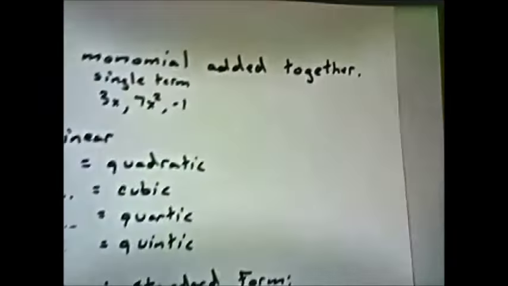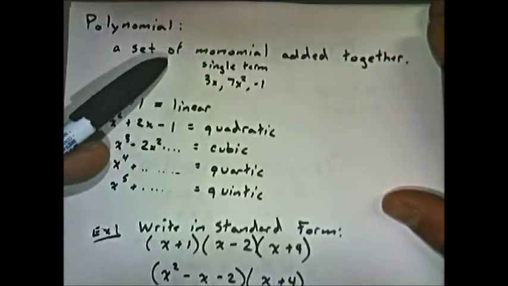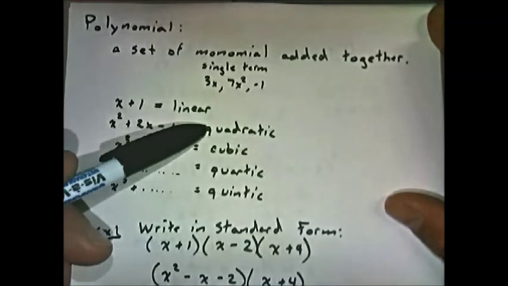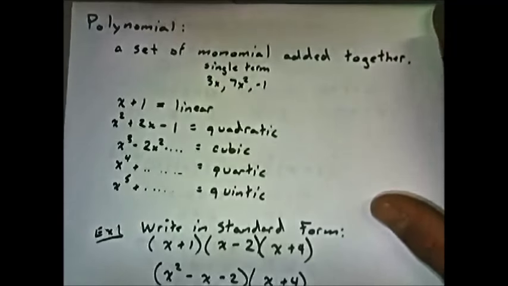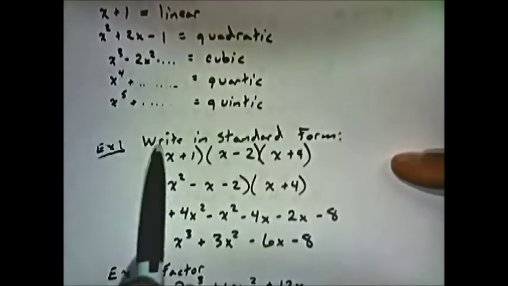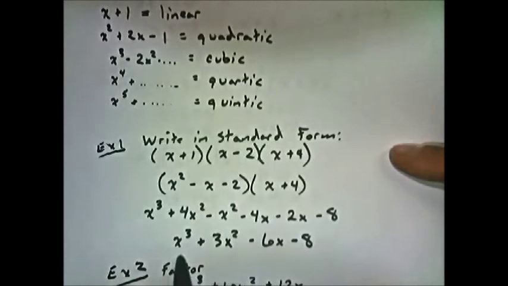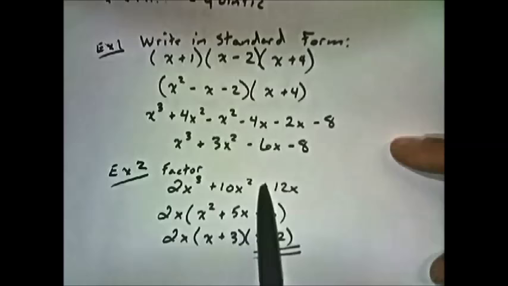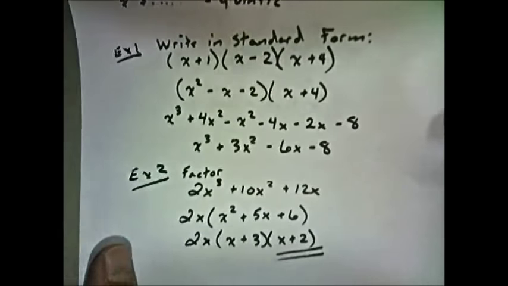So let's recall what we've seen at this point. We've defined a polynomial as simply a set of monomials added together. We've talked about our linear and quadratics. Now we're looking at cubics, quartics, and quintics. We should be able to take the linear function, factored form, and write it in standard form by multiplying it out. We should be able to see the factored form of a polynomial and factor it, taking out a GCF.